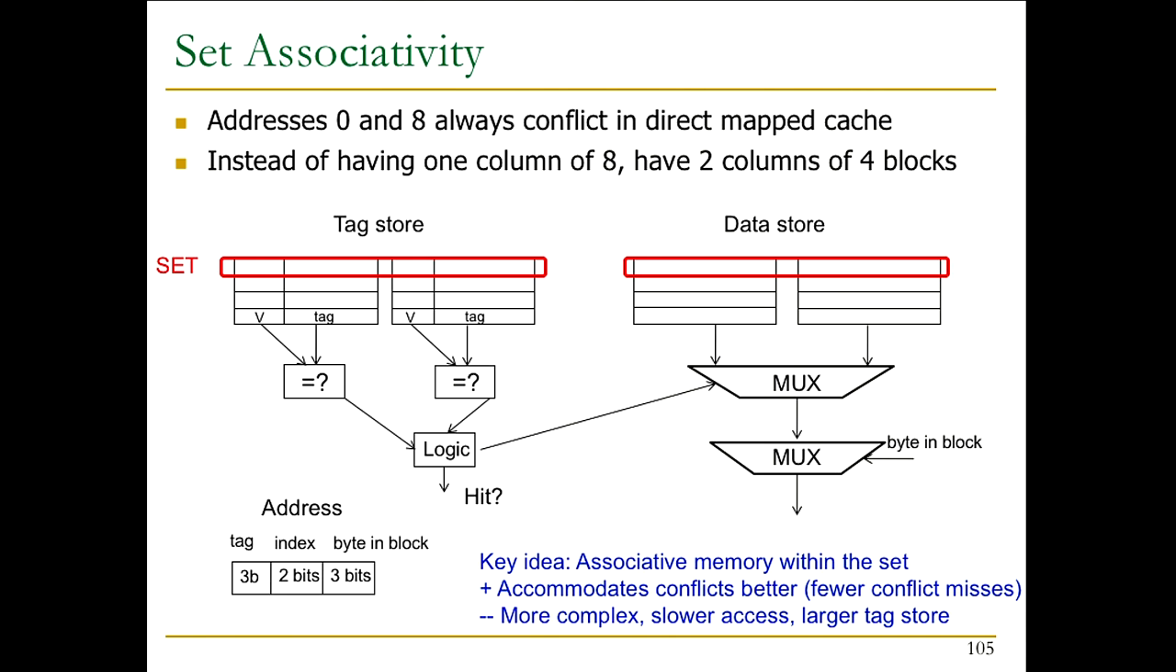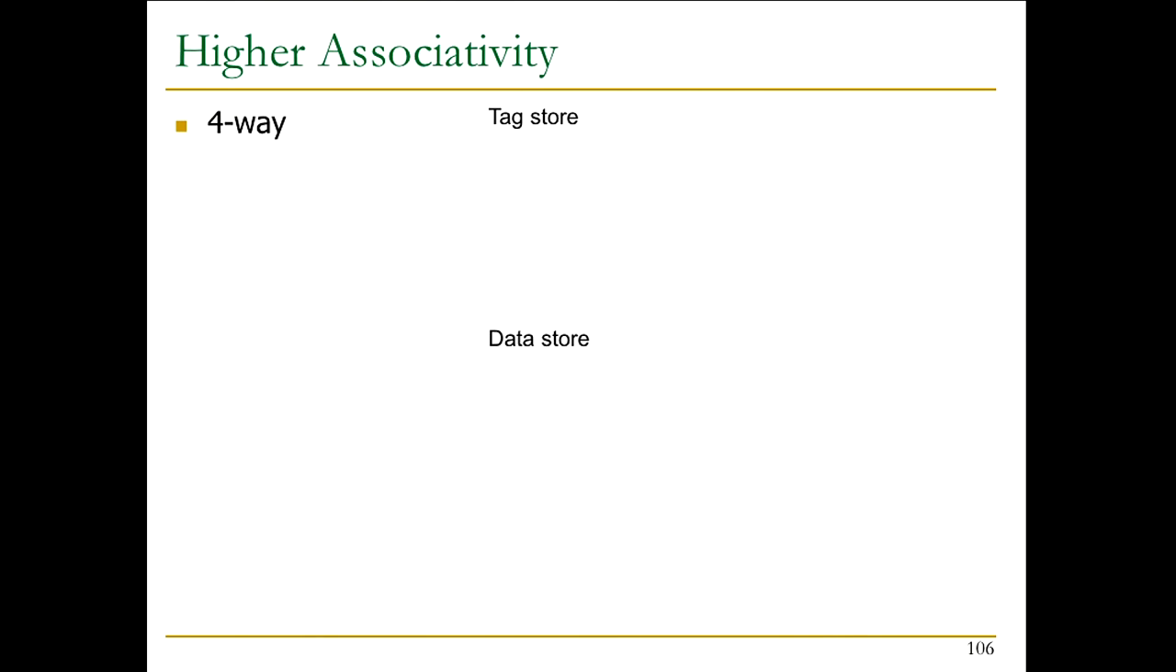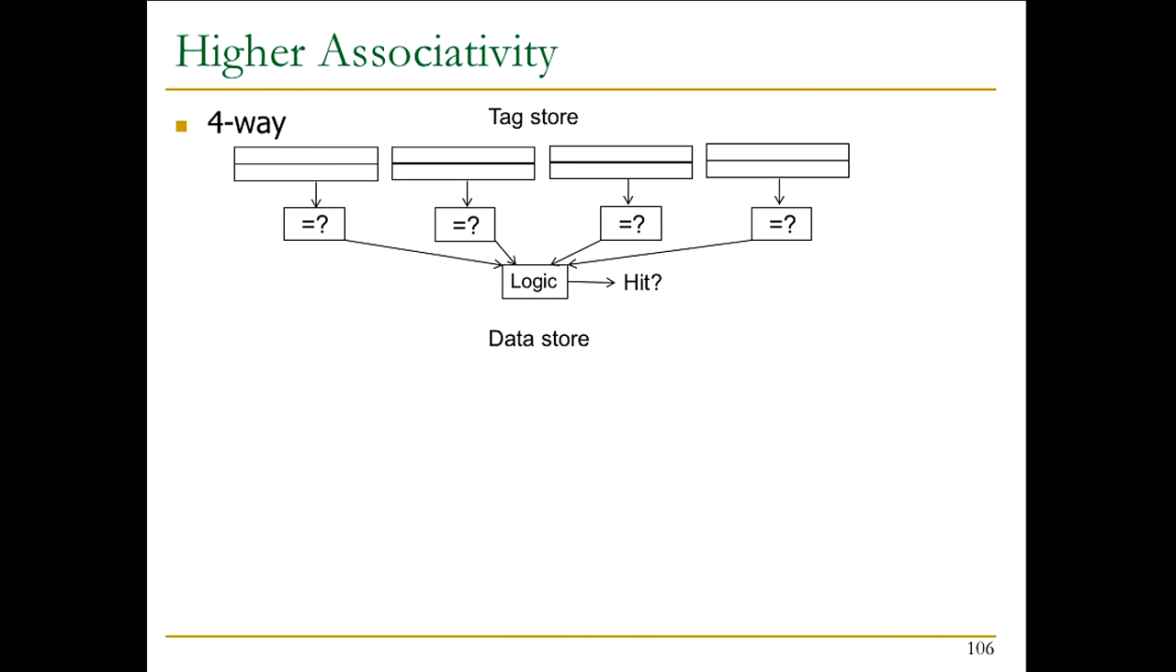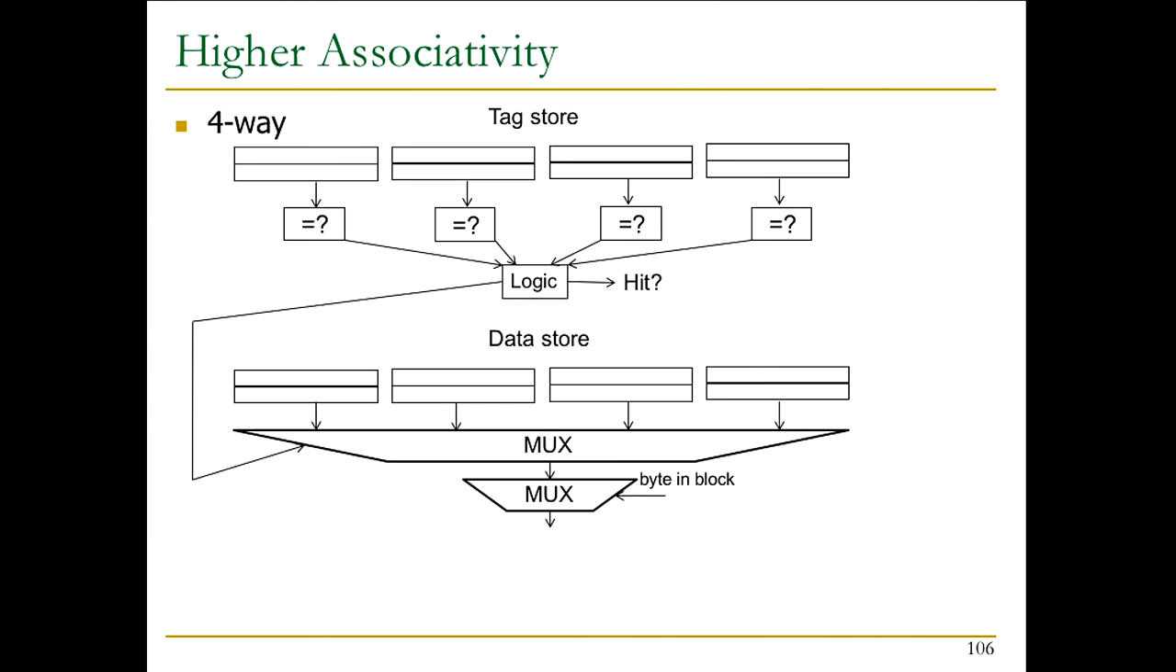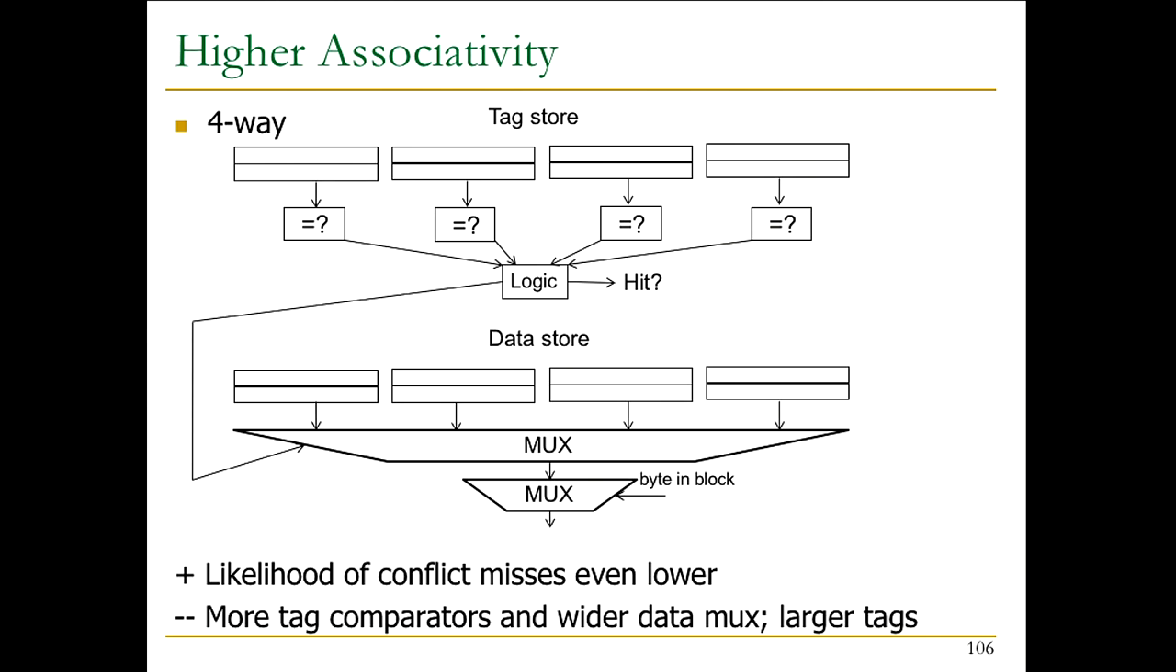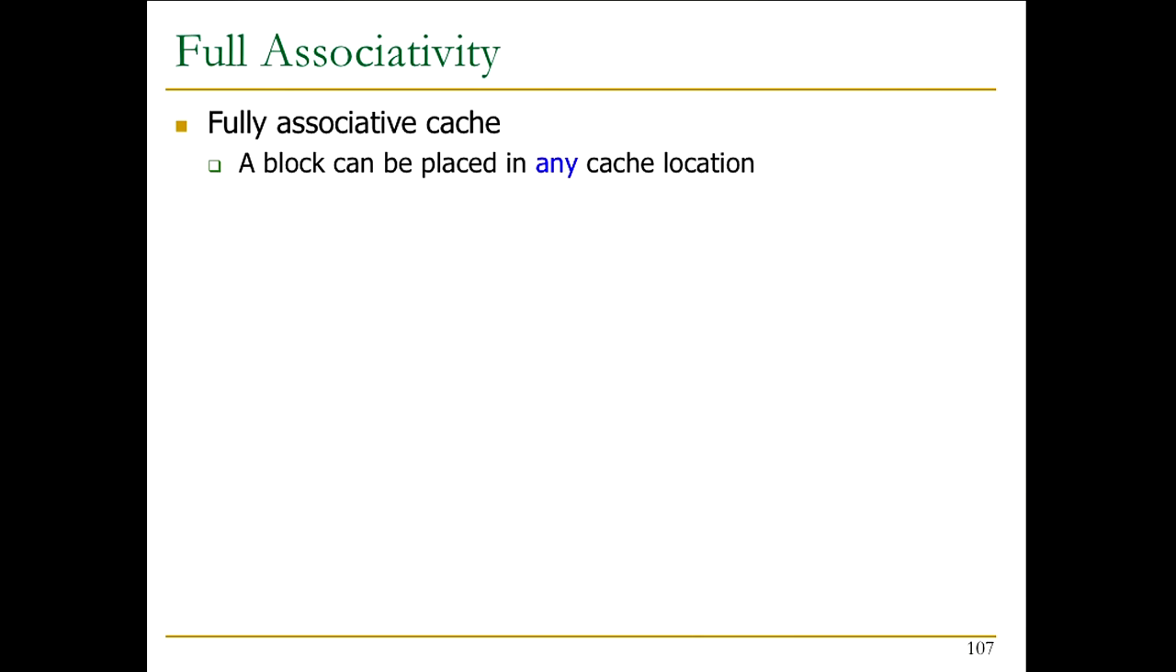Now this doesn't solve the problem if you have ABC, ABC, ABC, right? So you can take it further, or addresses 0, 8, and 16. You have three things that you're accessing, ABC, ABC, ABC, but you have only two slots. Well, how do you solve that? Make the cache higher associative. Have two indices, two sets, but have the ability to store 4 blocks in the set. Now your likelihood of conflicts is even lower, but then you have more tag comparators and wider data mux and larger tags. Now taken to the extreme, you have a fully associative cache.